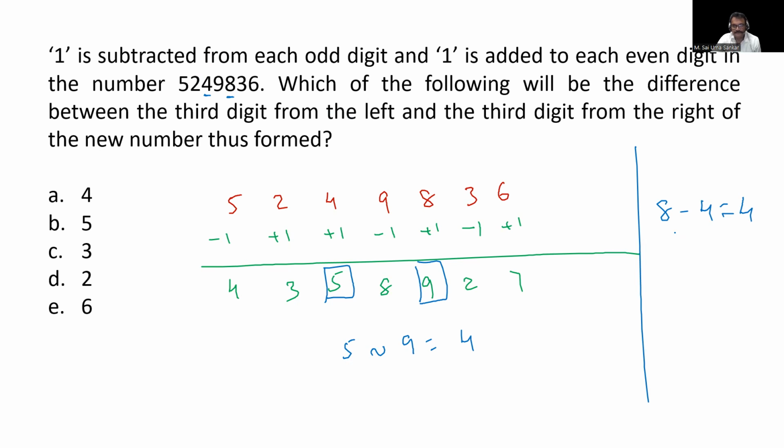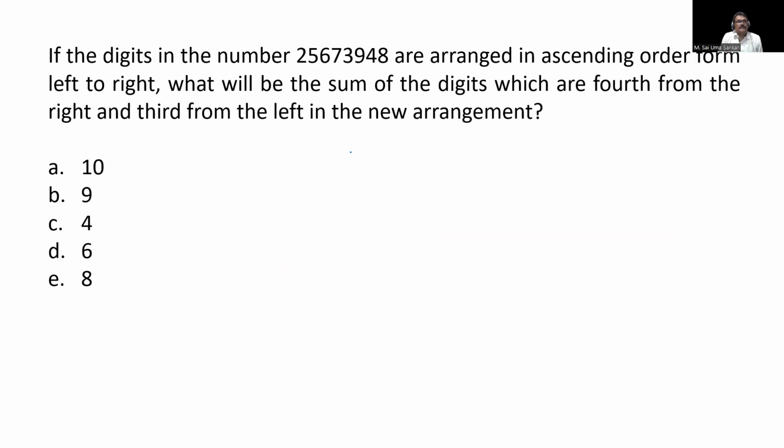Next question. If the digits in the number 2, 5, 6, 7, 3, 9, 4, 8 are arranged in ascending order from left to right, what will be the sum of the digits which are fourth from the right and third from the left in the arrangement?